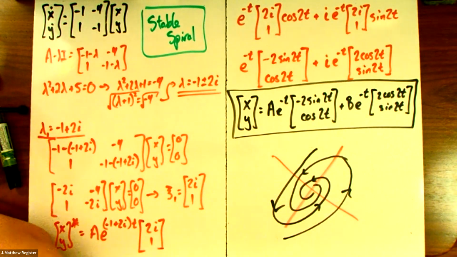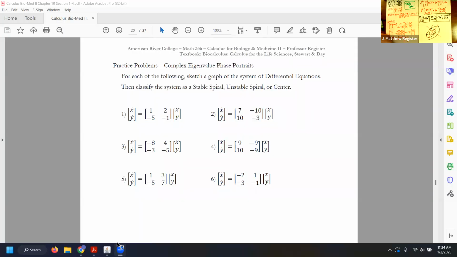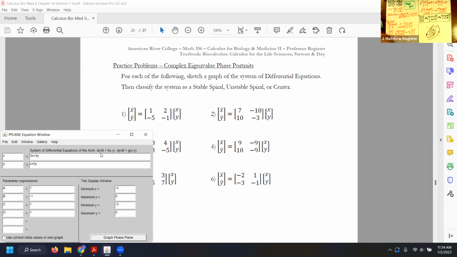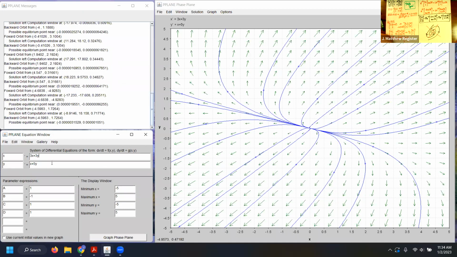If we want, we can actually get the official graph by using pplane. Let's pull pplane up real quick. Here we go. Let's just minimize this. And we will say our function is -x minus 4y, and our other one is going to be x minus y.